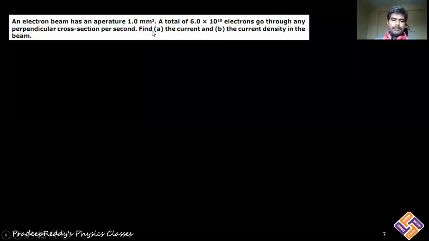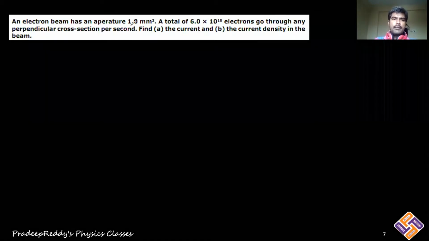Let us solve one problem. An electron beam has an aperture 1 millimeter square. So the area of that electron beam is 1 millimeter square, which is 1 into 10 power minus 3 whole square meter square. Remember, whenever you are dealing with these physical quantities, change units into SI system. Whatever units you are given in the problem, change them immediately into SI system, or else you will forget it when you are substituting in the formula.